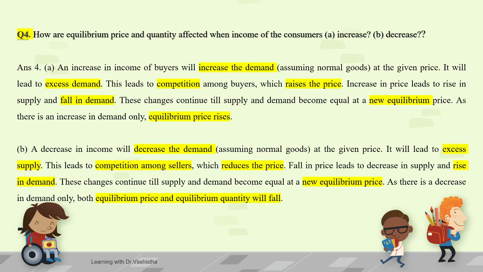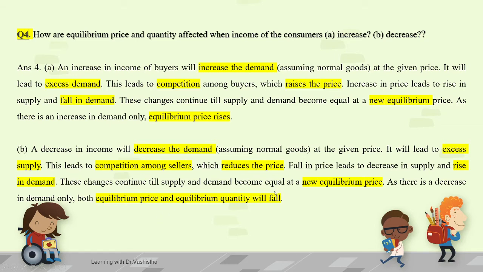Now what happens when the income decreases? If the income of the buyer decreases, that will lead to a reduction in the purchasing power of that buyer, and that will decrease the demand, again assuming normal goods here, at the given price. This reduction in demand will lead to an excess supply situation. Again, competition among sellers will be there, and that would lead to a reduction in the price level, because supply has gone above the demand.